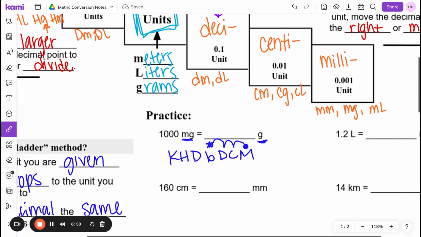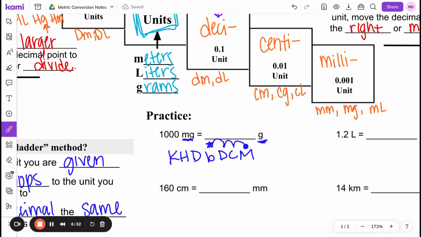Now, if you're looking here at 1,000, there's not a decimal point. So when I say we're moving the decimal, where does the decimal even start? Every number has a decimal behind it if it doesn't show one. So we're going to start at this decimal point and move it 1, 2, 3 hops to the left. So 1,000 milligrams is the same as 1 gram.